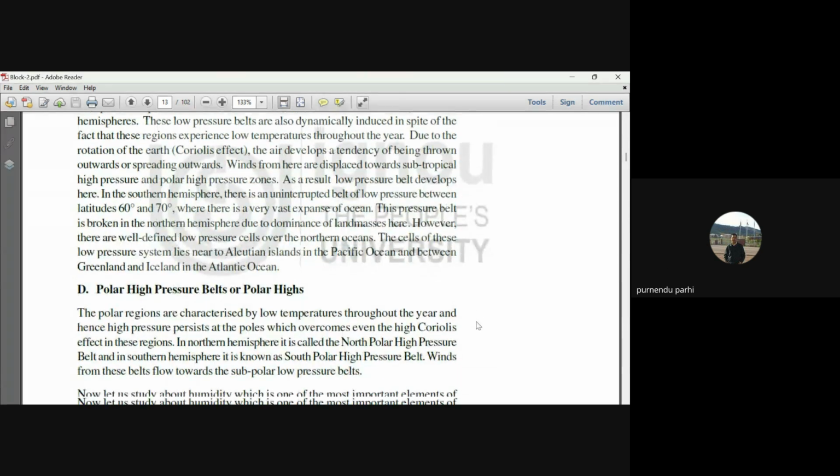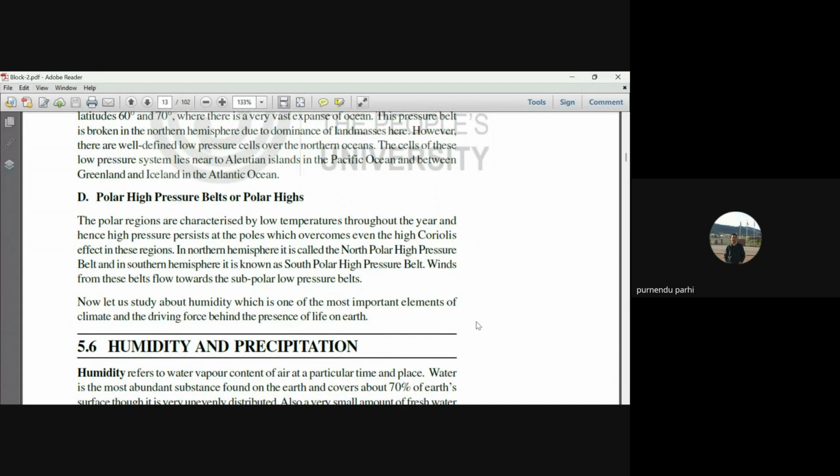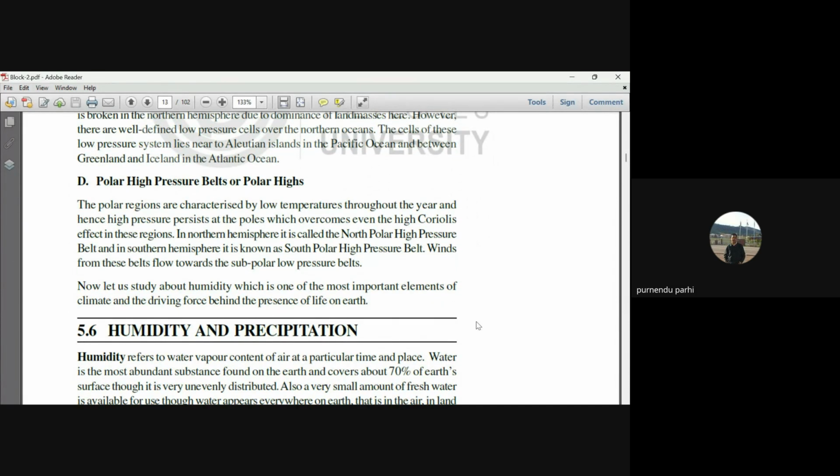Then comes the polar high pressure belt or polar highs. The polar regions are characterized by low temperature throughout the year, and hence high pressure persists at the poles, which overcomes even the high Coriolis effect in the region. In the northern hemisphere, it is called the North Polar High Pressure Belt, and in the southern hemisphere it is called the South Polar High Pressure Belt. Winds from these belts flow towards the subpolar low pressure belt.